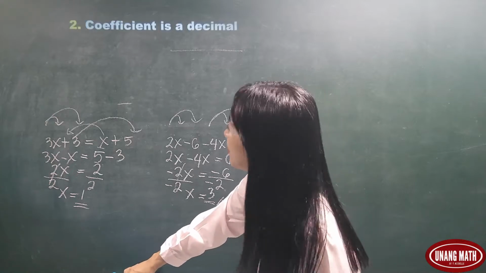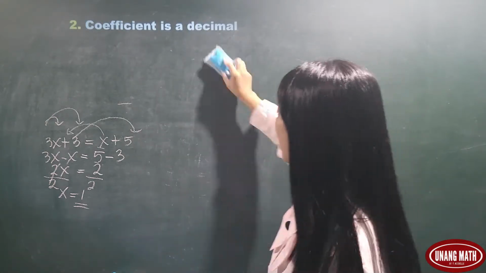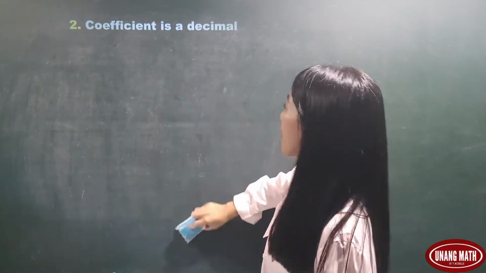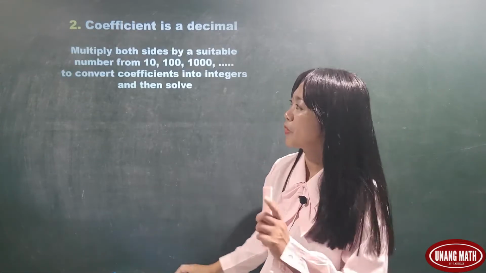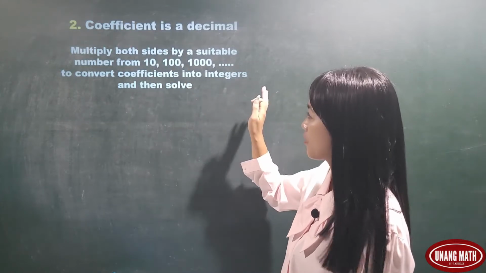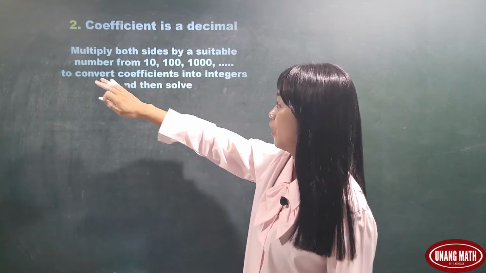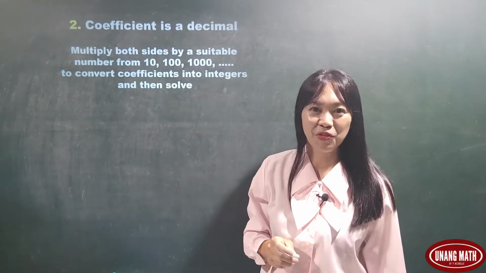Okay, let's move on. How about if the coefficient is a decimal number? To solve a linear equation that has a coefficient of a decimal number, what we can do is multiply both sides by a suitable number from 10, 100, 1000 to convert coefficients into integers and then solve.